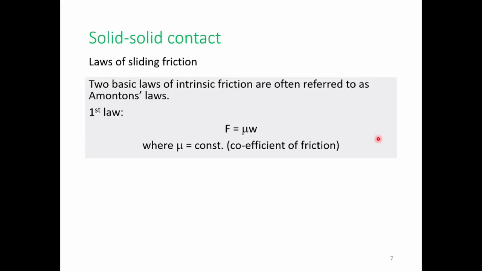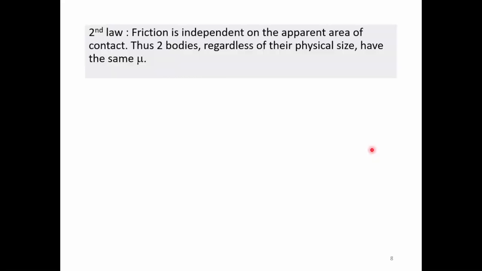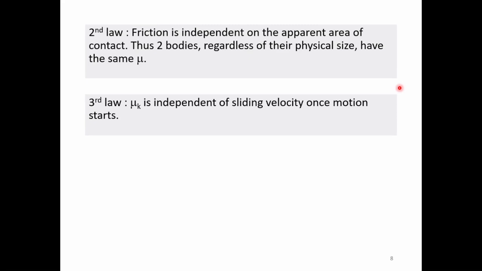There are two basic laws of intrinsic friction. These laws are referred to as Amontons' laws. The first law states that the amount of friction is proportional to the normal force exerted by the surface. W is the normal force. And the second law states that the friction force or coefficient of friction is independent of the apparent area of contact between the contacting bodies. These two bodies have the same coefficient of friction regardless of their physical size. Also, a third law is sometimes added to these two laws, which states that the kinetic friction force is independent of the sliding velocity once motion starts.